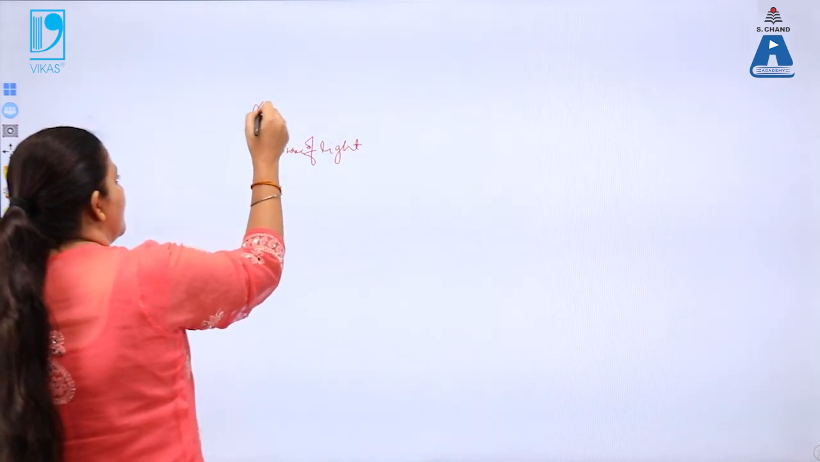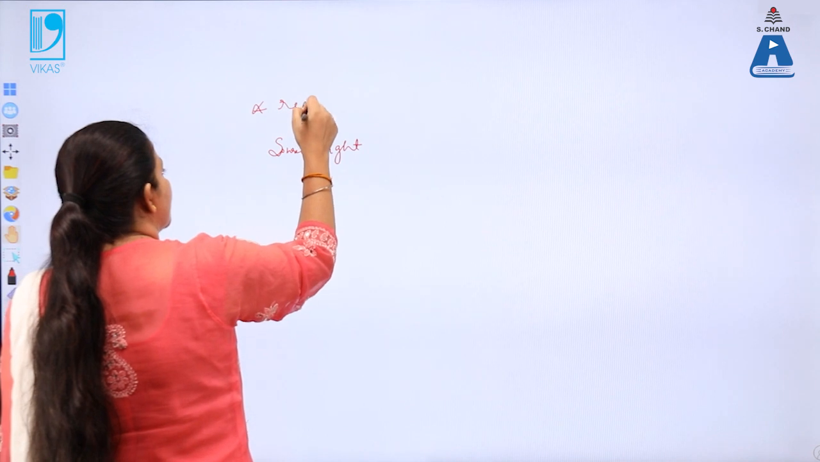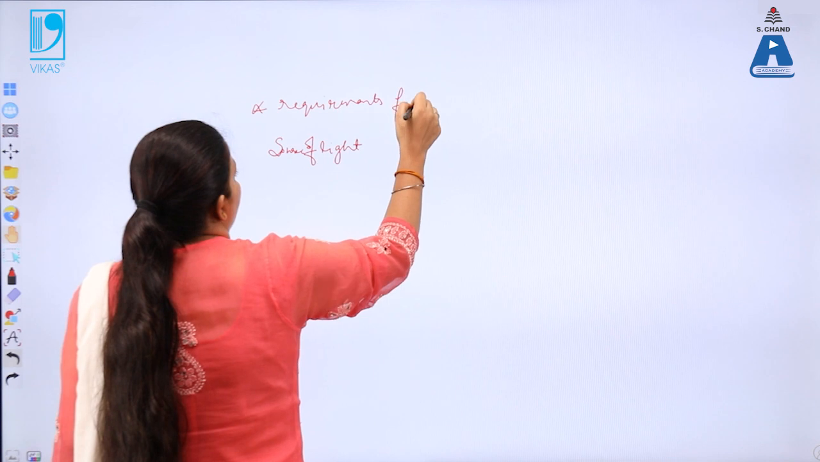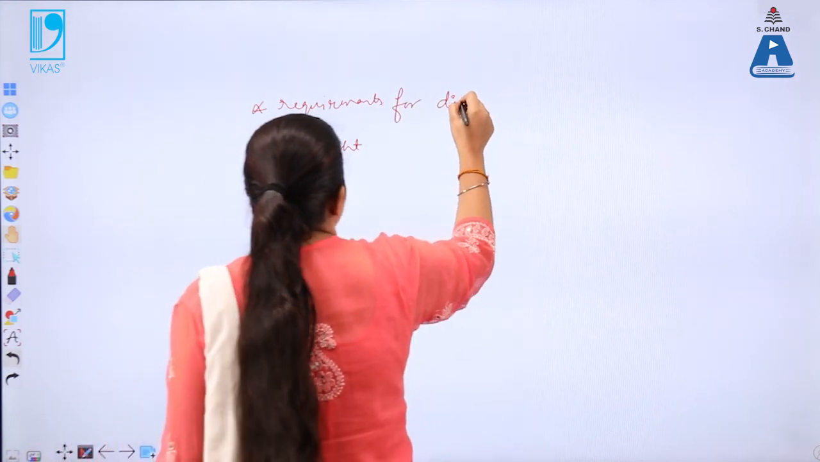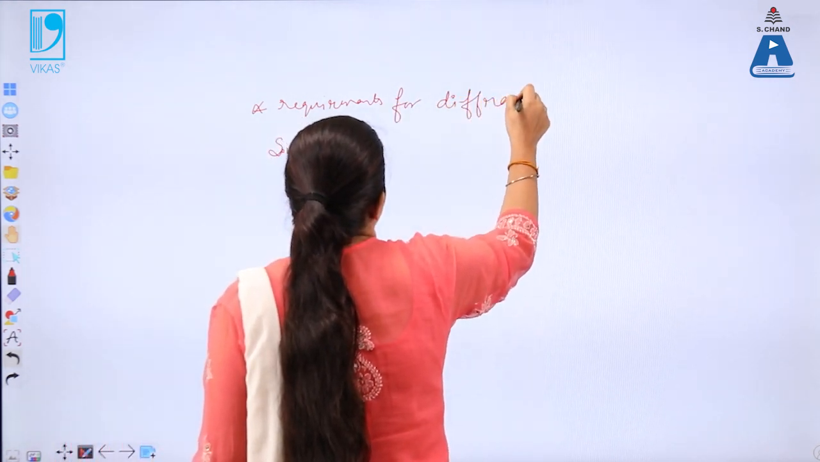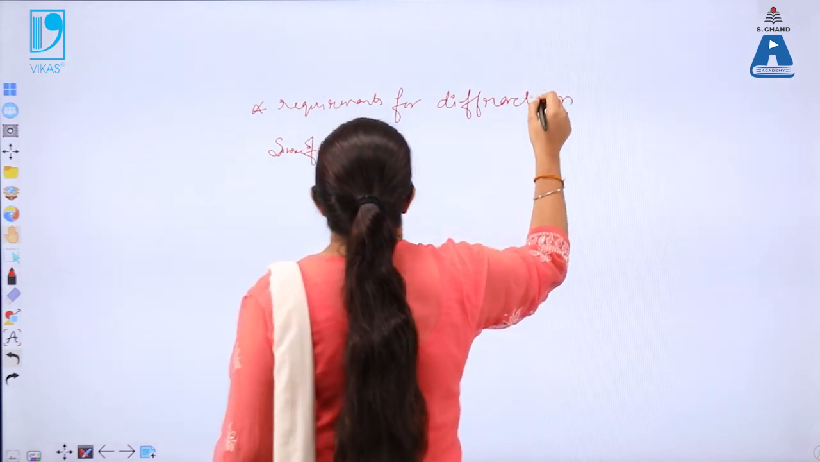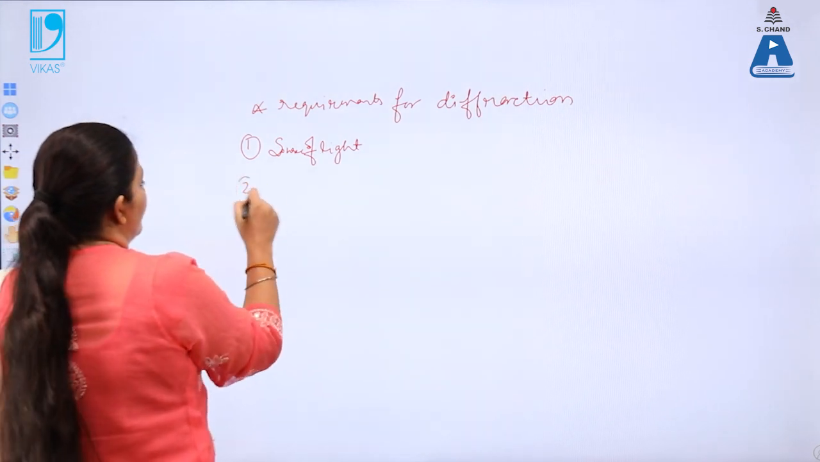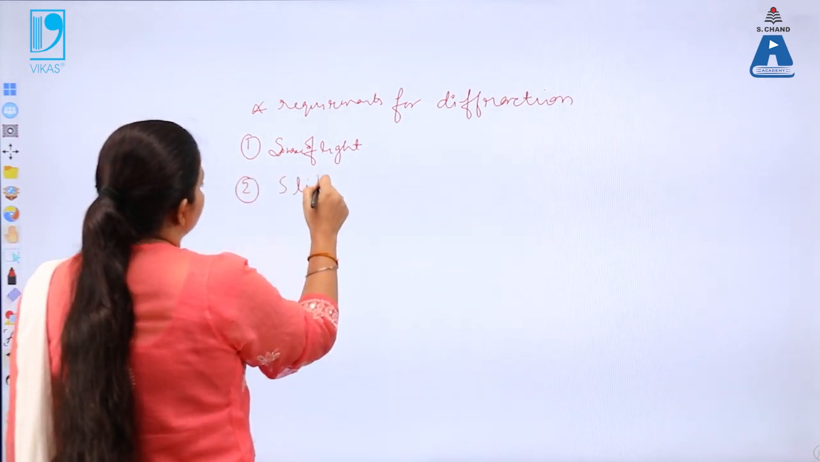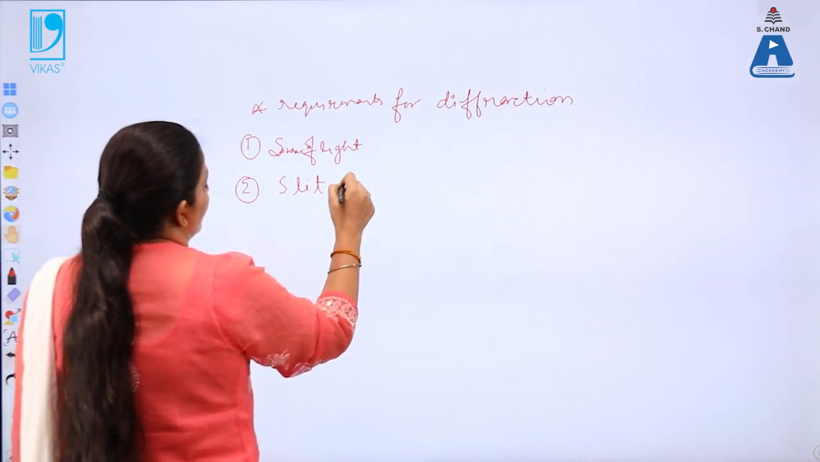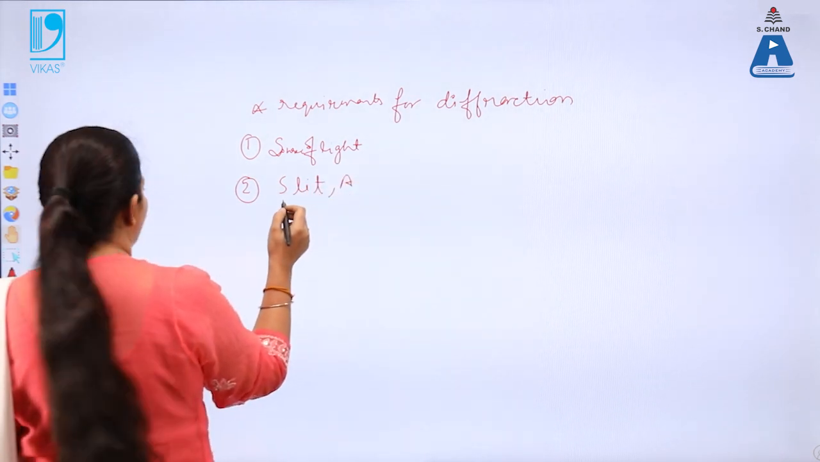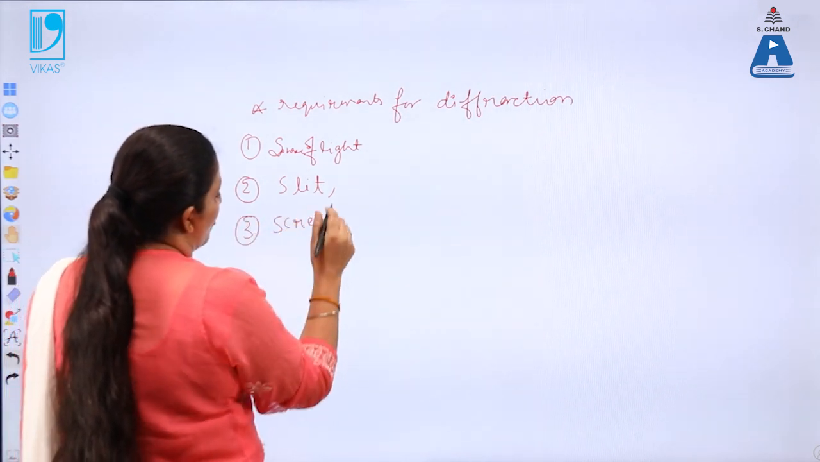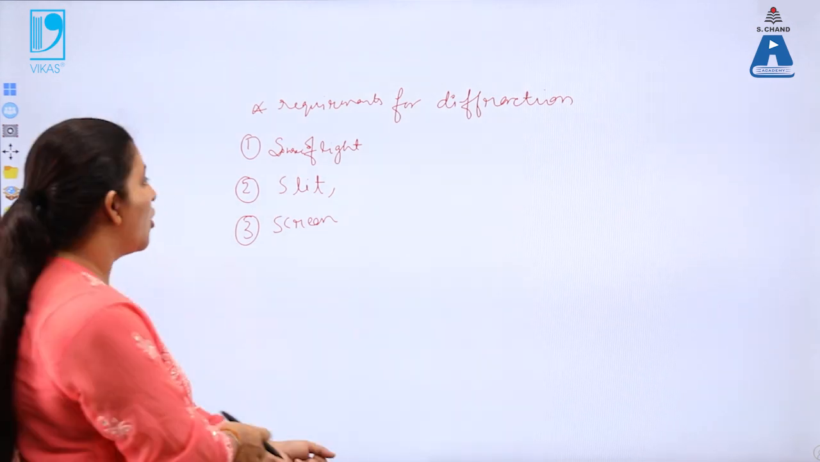firstly there are some requirements for diffraction, or you can say requirements for the bending of light. Firstly, there is a need for a source of light. Second, there is a need for a slit on an obstacle. Third, there is a need for a screen on which the diffraction pattern can be obtained.